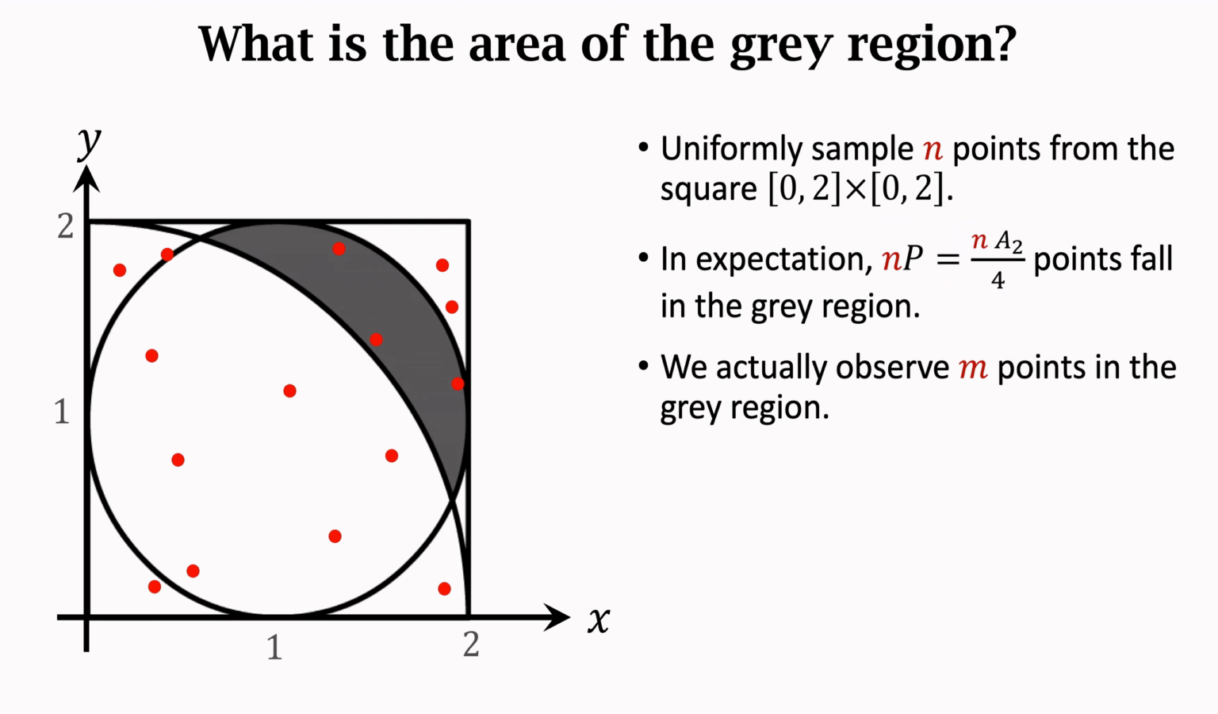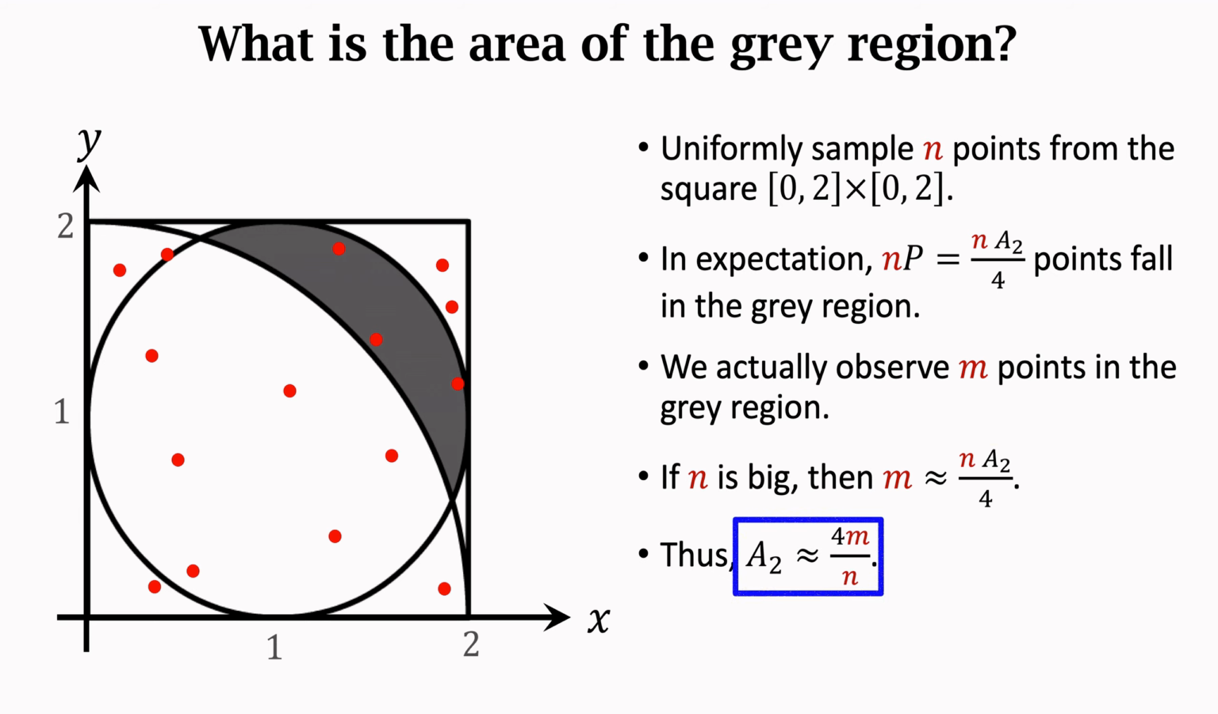We can write a program to randomly sample points. We observe m points in the gray region. If n is big, then m is close to nA₂/4. Recall that m is the actual observation, and nA₂/4 is the expectation. Equivalently, the area of the gray region A₂ is approximately 4m/n. We use it as an estimate of the area.